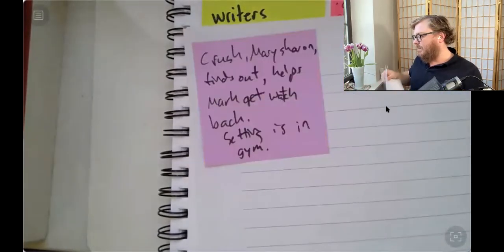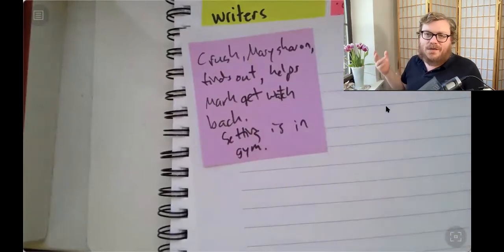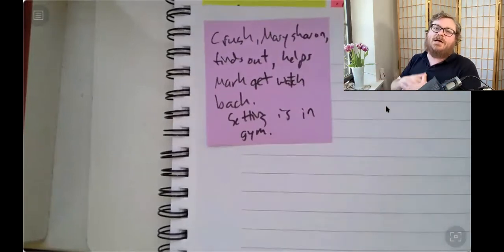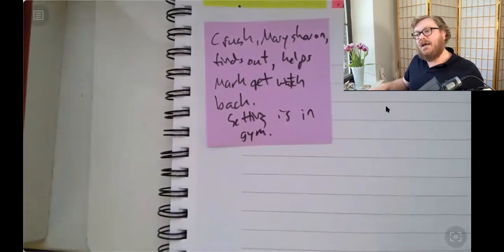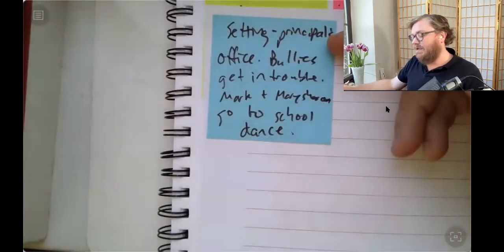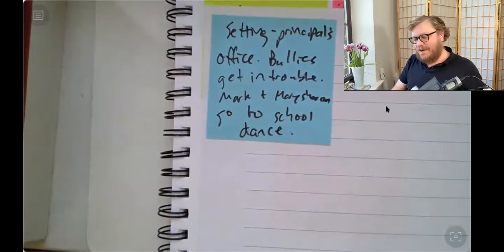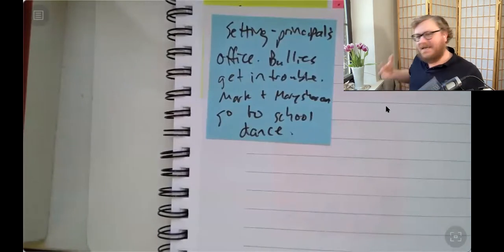And then maybe it's at gym class, or maybe it's even at lunch recess, or I did recess. Maybe it's lunch, I don't know. It's another scene. His crush, Mary Sharon, finds out, and together they try to get the watch back so that they can have the truth of the situation, which is going to end up in the principal's office where the bullies get into trouble. They're the ones who did all the gum. And Mark and Mary Sharon go to the dance. Okay, so that will be the happy ending. And so that's basically what it looks like.